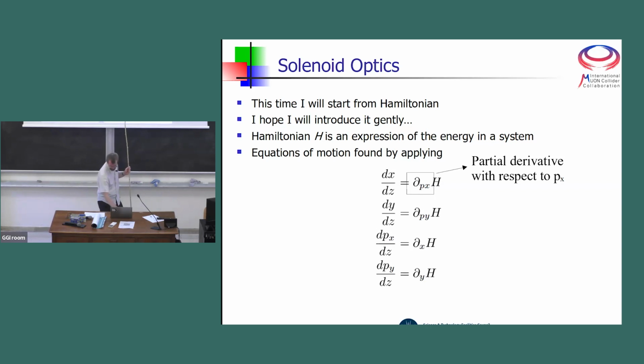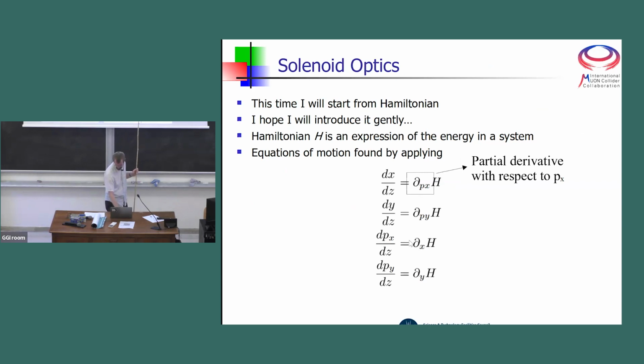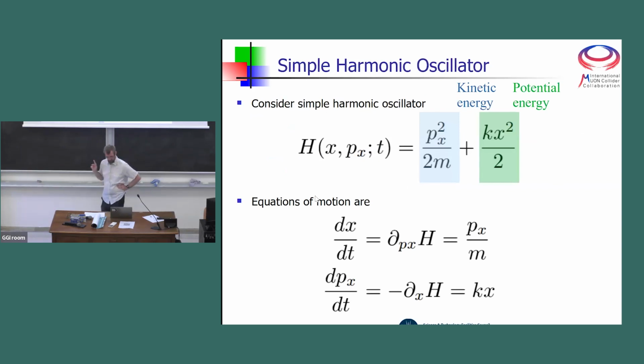Oh, I missed the sign. Hopefully I'll fix that later on. Sorry, I'll fix that offline. So there should be a minus sign here. Then in momentum, you have the same relationship, but it's minus the partial derivative of H with respect to x. So these are the equations of motion. I'm going to go through an example to start with. There you go, I got the sign right here.